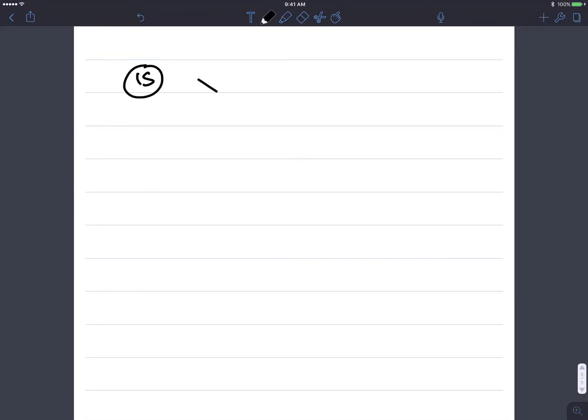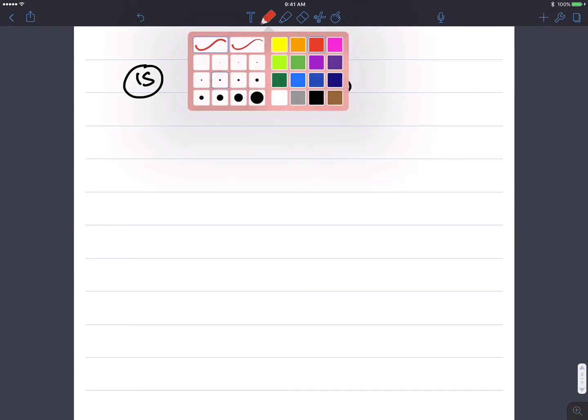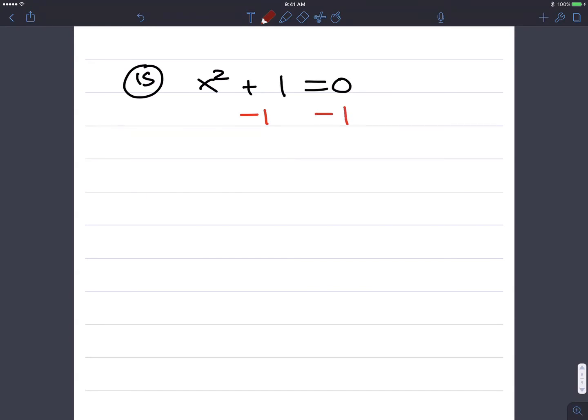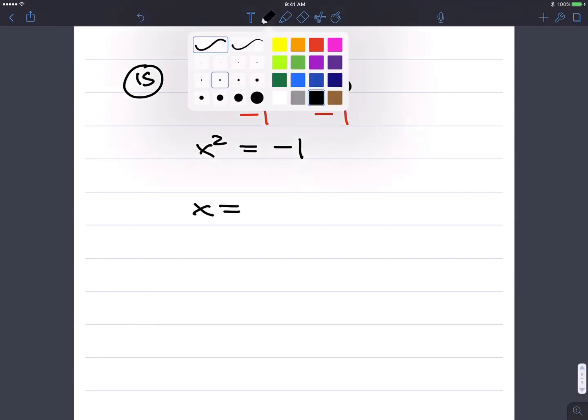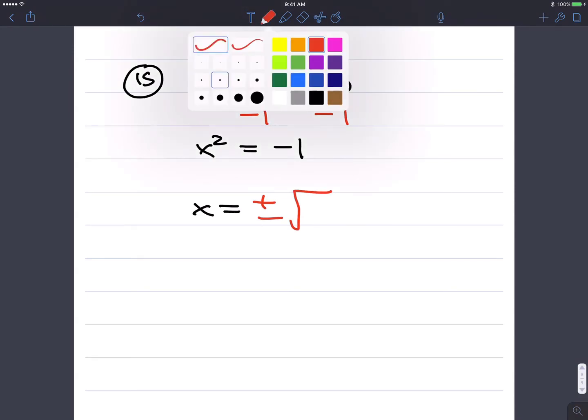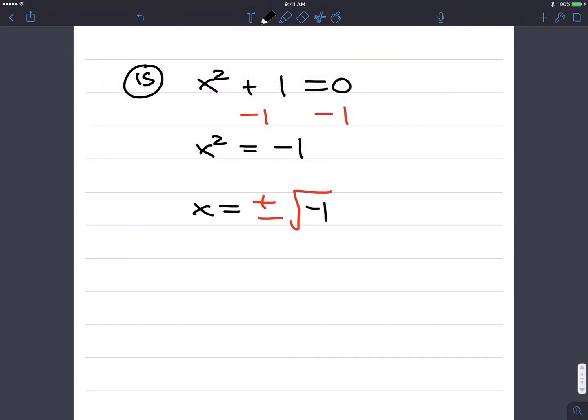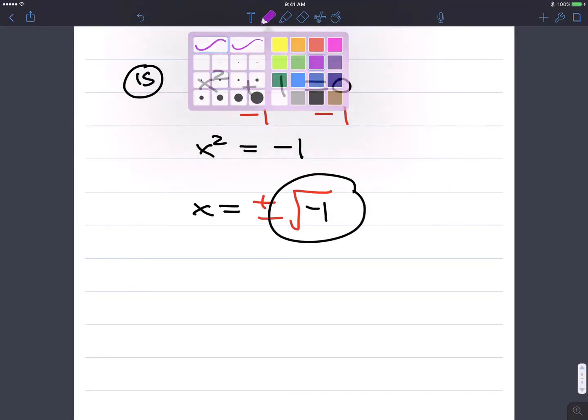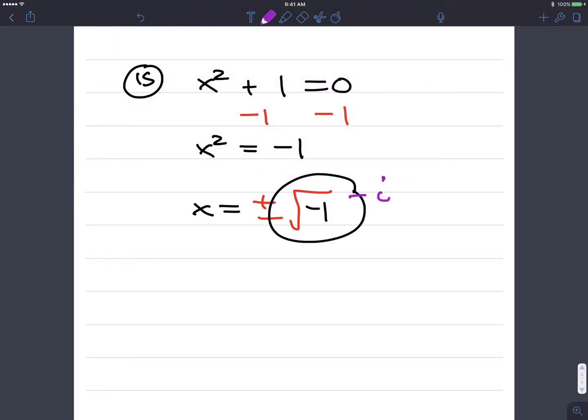Number 15. x squared plus 1 is 0. Solve for x squared. We get x squared is negative 1. Now, by the square root formula, x will be plus or minus the square root of negative 1. Now remember, the square root of negative 1 is defined to be i.